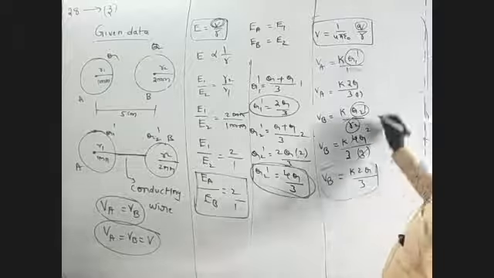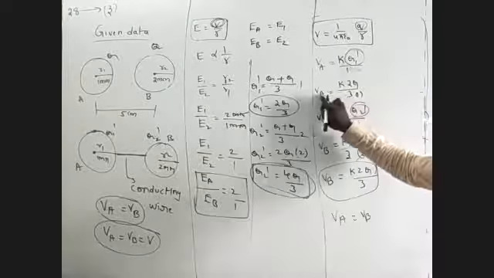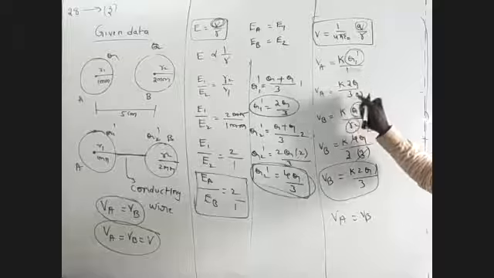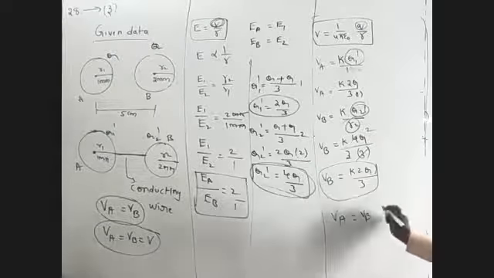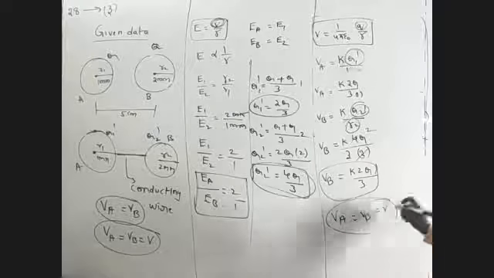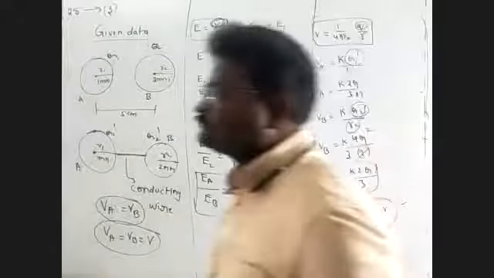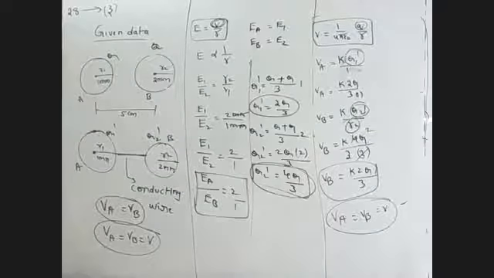You see, VA is equal to VB. The VA value is K into 2Q by 3, and VB is K into 2Q by 3. So this is the potential. So VA is equal to VB is equal to V. That is your answer.